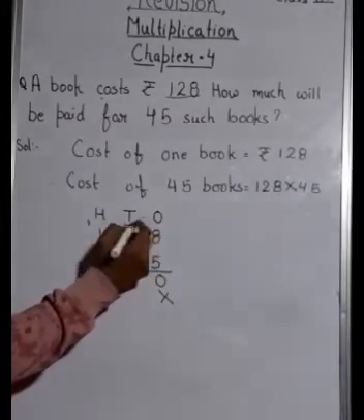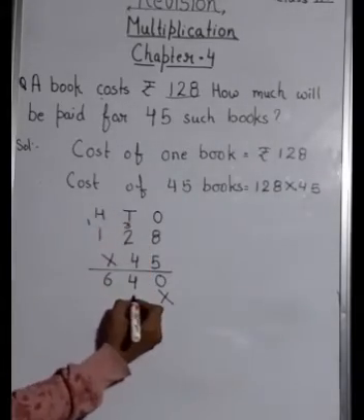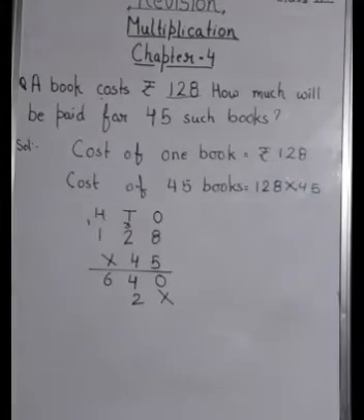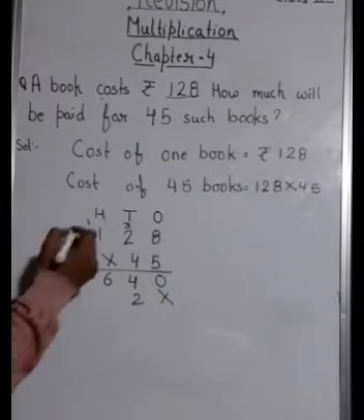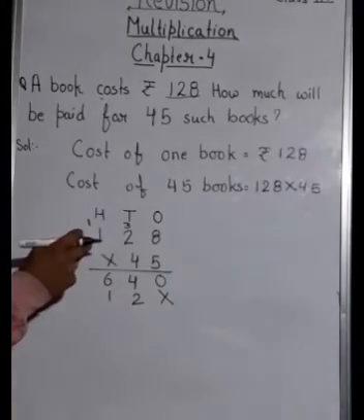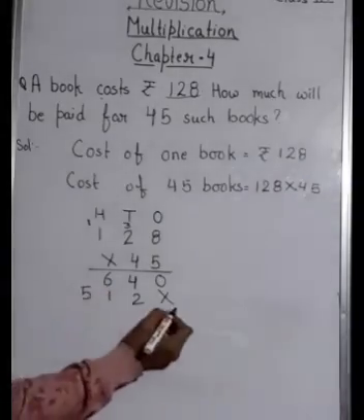Now 4 8s are 32. So here 3 will be carry, 2 will be written over here. 4 2s are 8, 8 plus 3, 11. 11 carry goes 1. 1 I have written over here. 4 1s are 4 plus 1, 5. Okay, so I have written 5 over here.